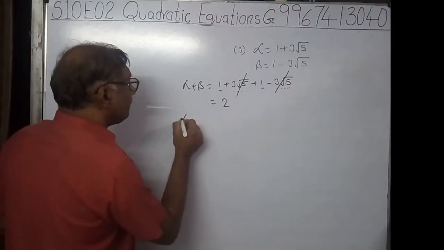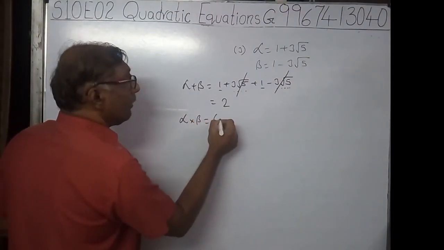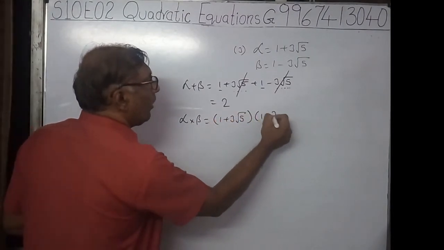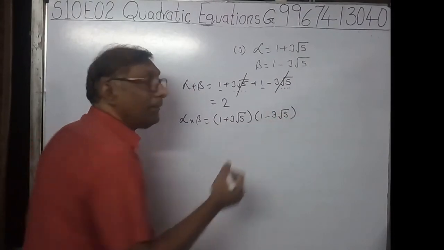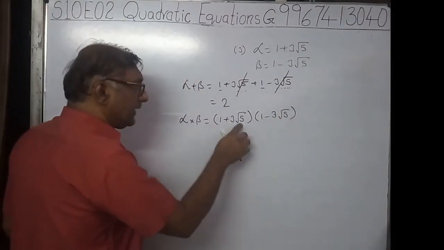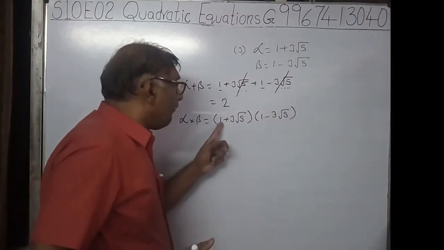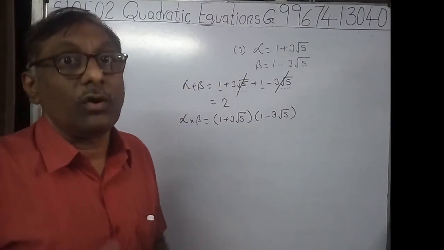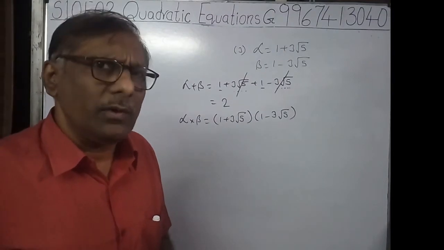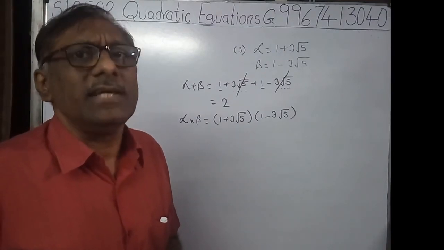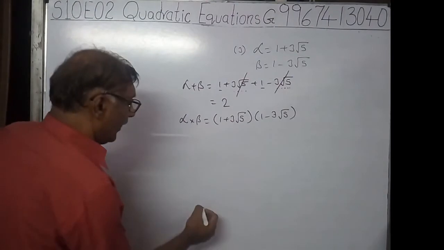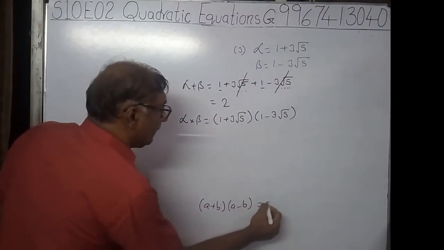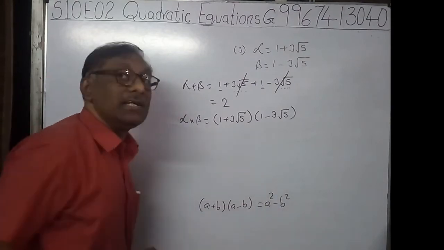Now multiply them. Alpha into beta. Now remember to put them into brackets because they are binomials. And binomials must always be put in brackets. What is a binomial? Two terms. Okay. First term, second term. Now 1 plus 3 root 5, 1 minus 3 root 5. Now you can also go by the long-cut method or you can use the formula. What is the formula? (a plus b) into (a minus b) is a square minus b square. Okay, I'm going to write the formula for your sake. (a plus b) into (a minus b) is equal to a square minus b square.